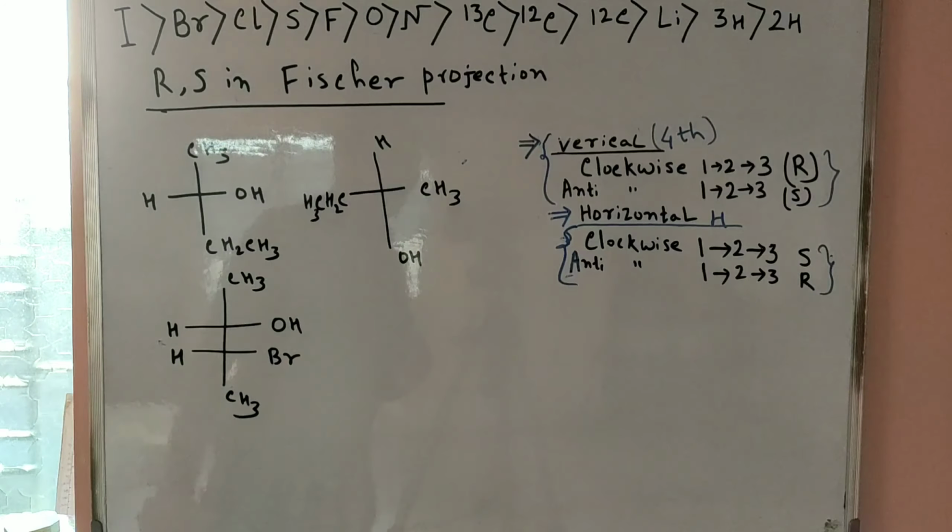Here the two structures are given. What is the relationship between them? Homomer, constitutional isomer, diastereomer, or enantiomer? So here, at first, we search the priority order.